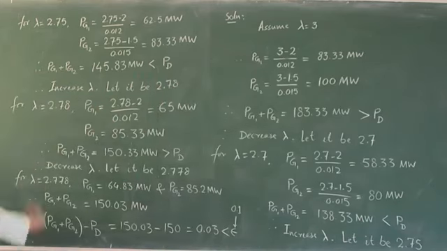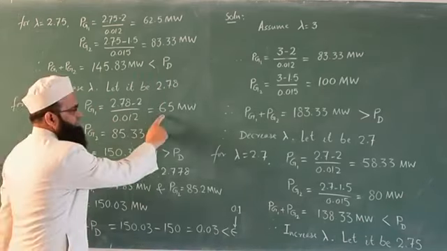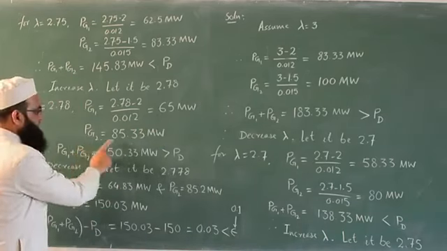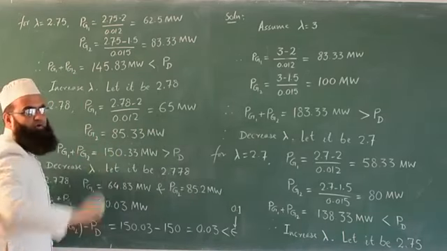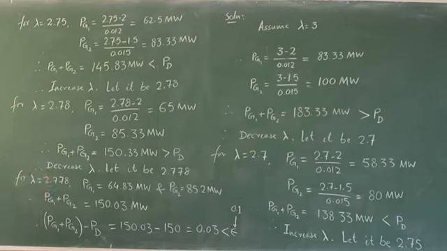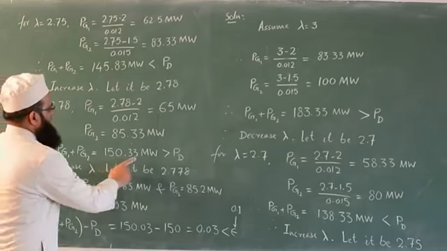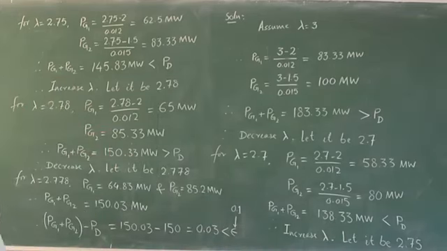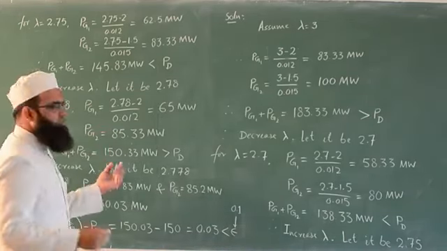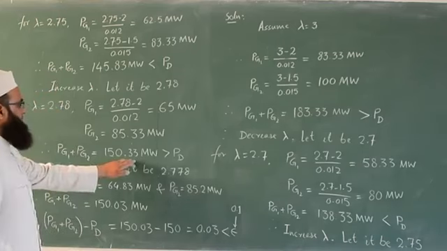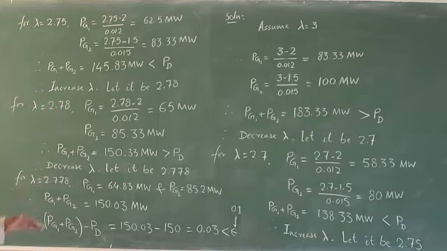Corresponding to 2.78, Pg1 is coming out to be 65 megawatt and Pg2 is coming out to be 85.33 megawatt. This time the sum of all generations from the two generating units, Pg1 plus Pg2, is nearly equal, but still it is greater than PD. Suppose our tolerance is 0.1, so we can't tolerate this. So still we want to change lambda.